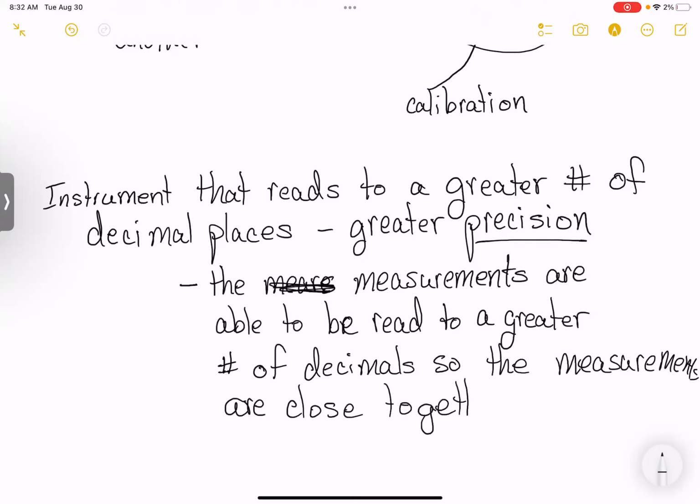Last week, we looked at a burette compared to the graduated cylinders. All of our graduated cylinders read to only 1 decimal place. Burettes read to 2. Because a burette can be read to a greater number of decimal places, you're going to be able to get all of your measurements closer together. And so a burette is going to have much greater precision than would a graduated cylinder. Questions?